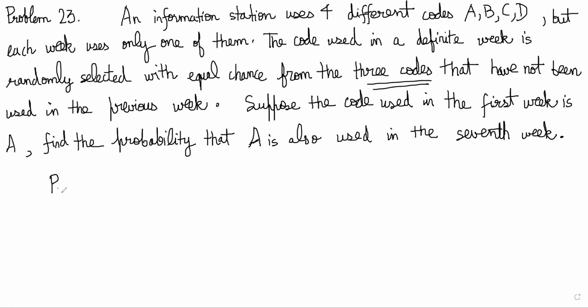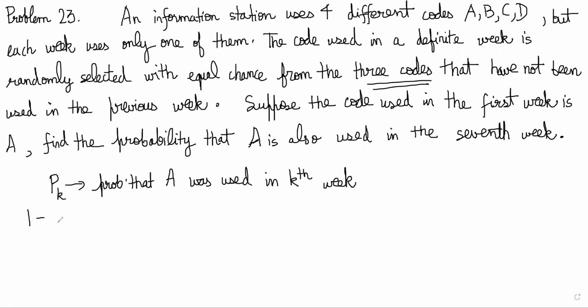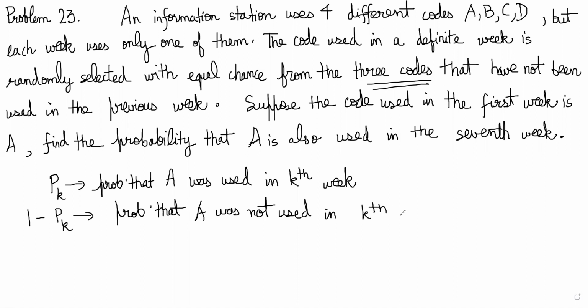Let's define the term Pk. Pk is the probability that A was used in the kth week. So obviously, if Pk is defined like this, then 1 minus Pk is basically the probability that A was not used in the kth week. The probability for that would be 1 minus Pk, correct?